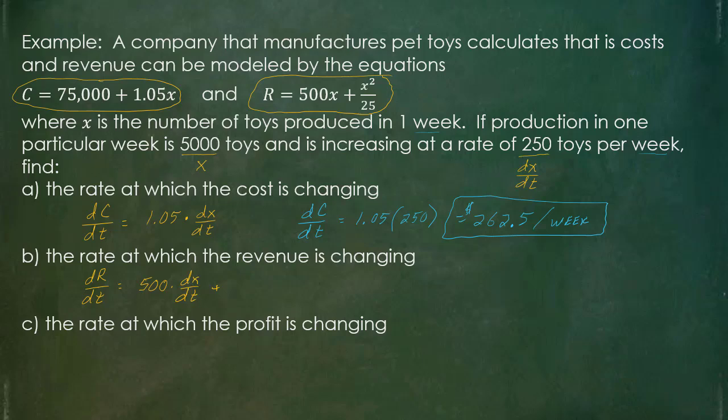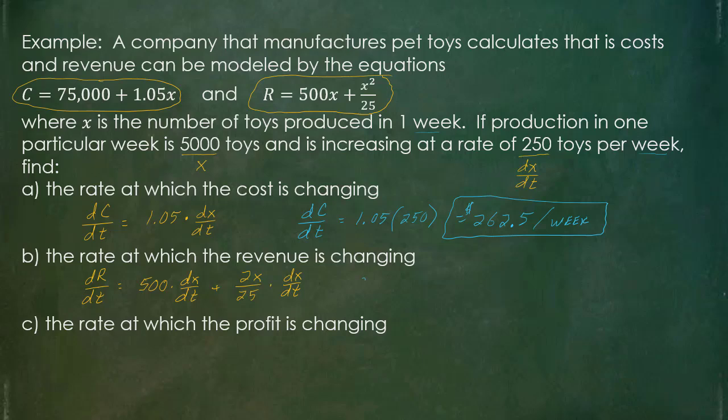Then plus, with this one, I could really just separate out that 25 that you're dividing by and consider that a coefficient of 1 over 25. But if I go ahead and take the derivative and have 2x over 25, then times the derivative of x with respect to t, so another dx over dt.